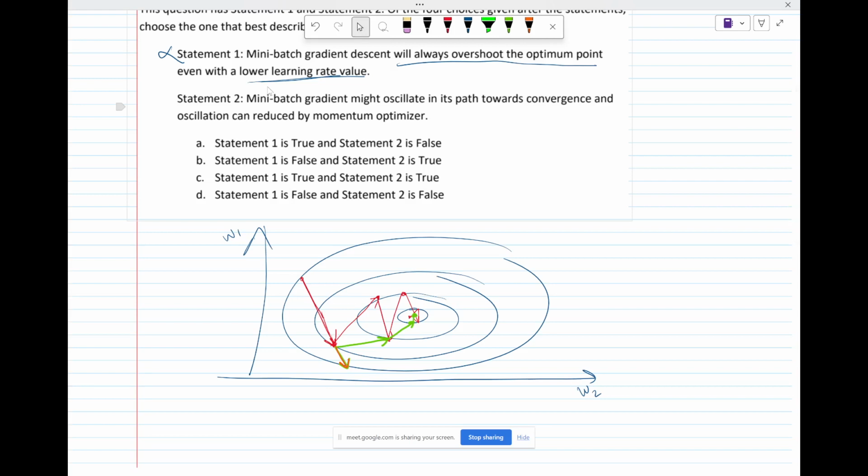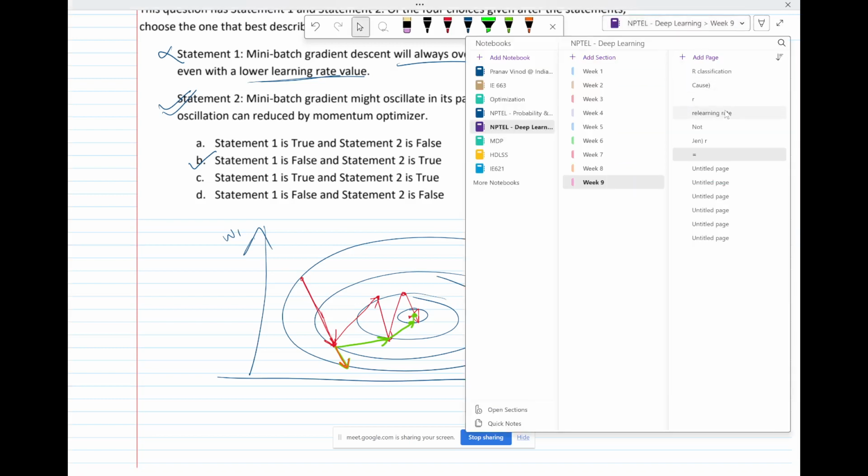So the correct option is statement 1 is false. So we can say this is sort of possible statement. So statement 1 is false and 2 is true. So what happens in the momentum, I had written the formula right sometime back.